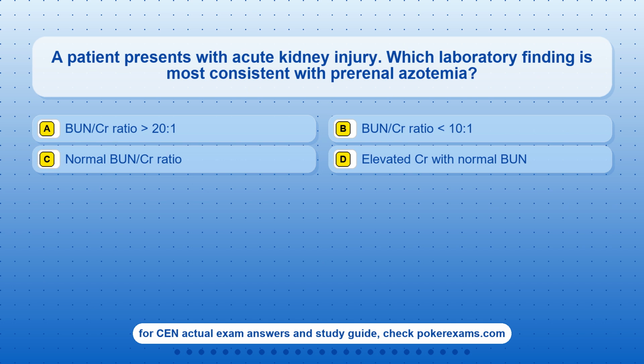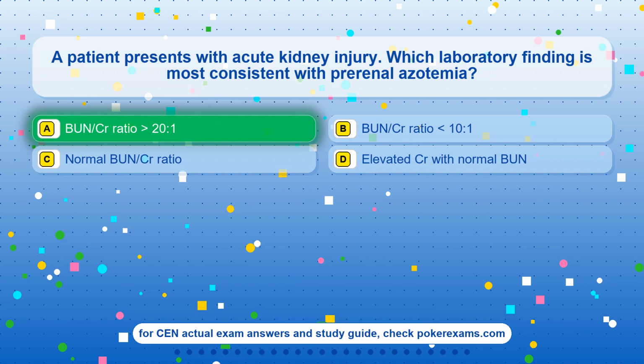Question 10. A patient presents with acute kidney injury. Which laboratory finding is most consistent with prerenal azotemia? Option A. BUN/CR ratio 20:1. Option B. BUN/CR ratio 10:1. Option C. Normal BUN/CR ratio. Option D. Elevated CR with normal BUN.